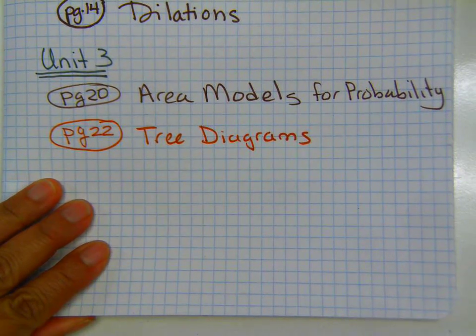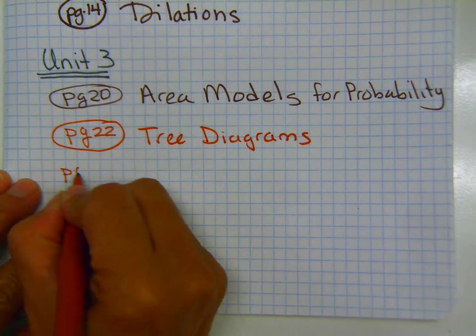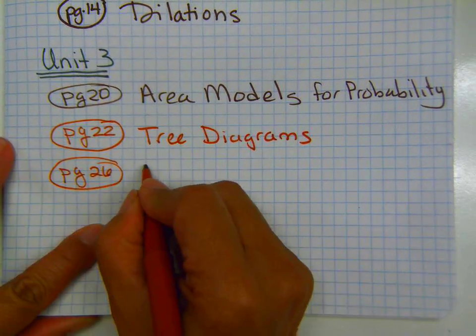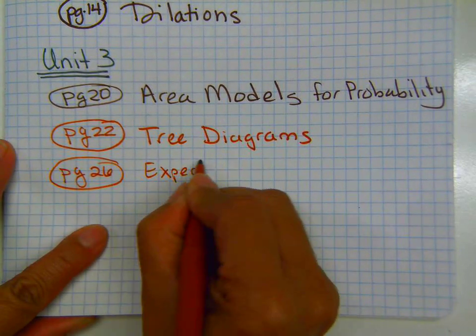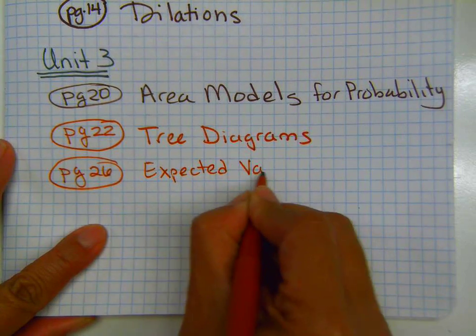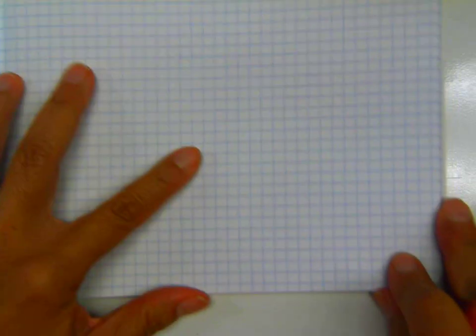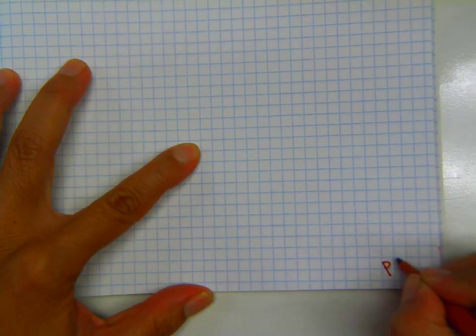All right, welcome back. We're going to continue on with probability. We'll go to page 26, which is on expected value. Flip down here, page 26.